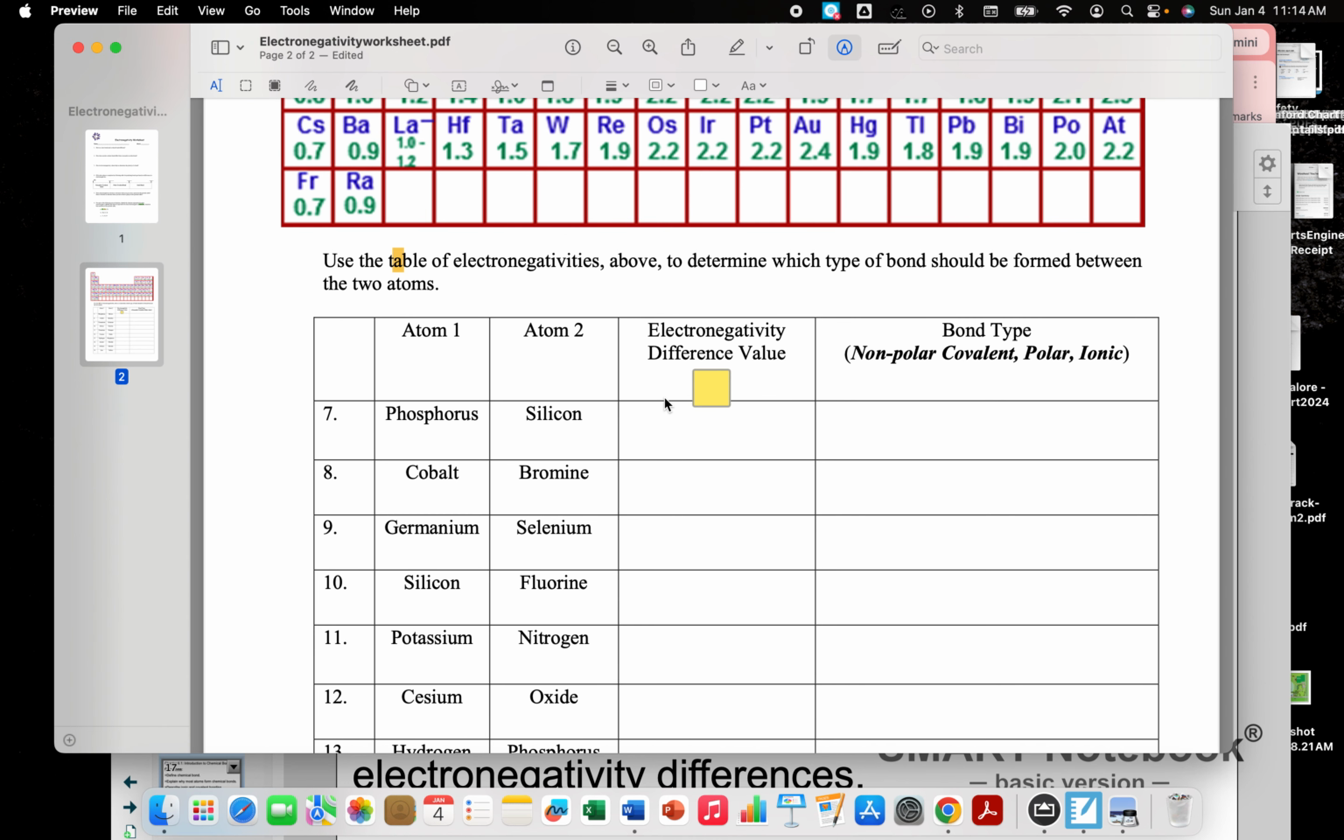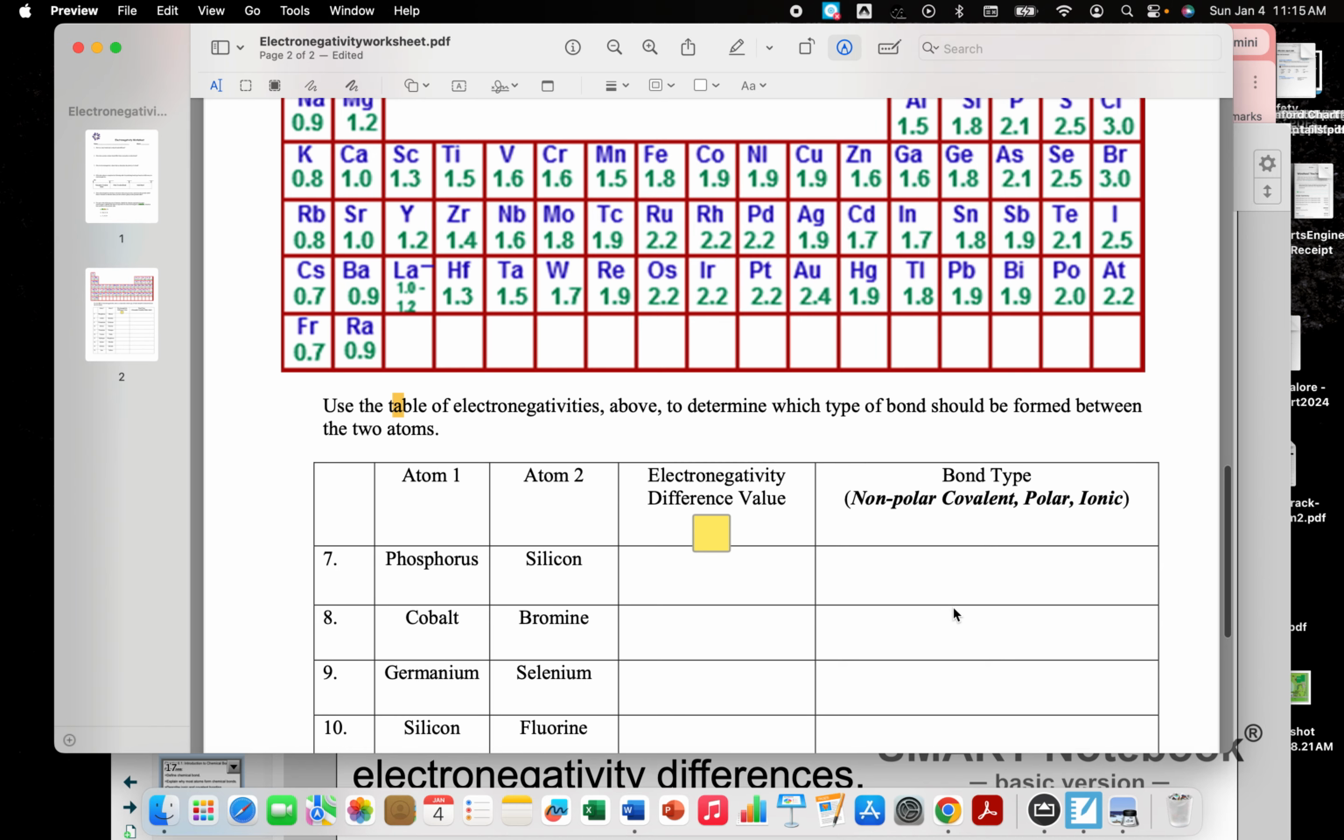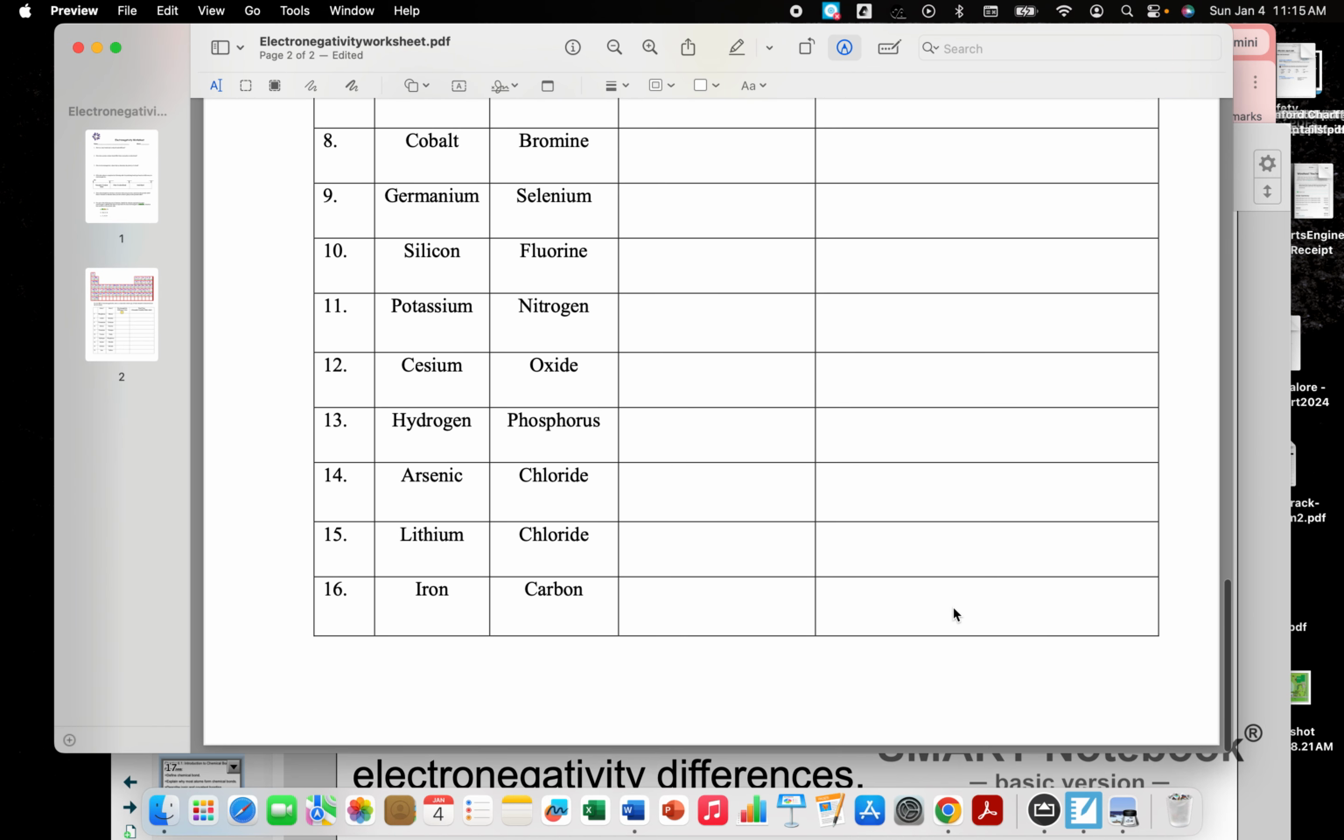All right, so the value for phosphorus, P, is 2.1. And silicon is 1.8. So 2.1 minus 1.8, I get 0.3. So my difference, I'd write 0.3. And then what's the bond type? Well, it's less than 0.5, so I would write nonpolar covalent, or NPC. And then you just do that for the rest of them.